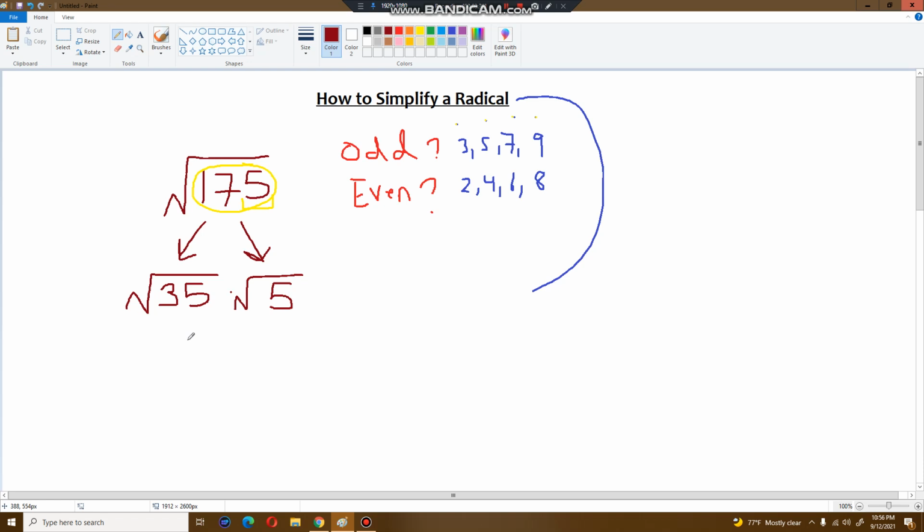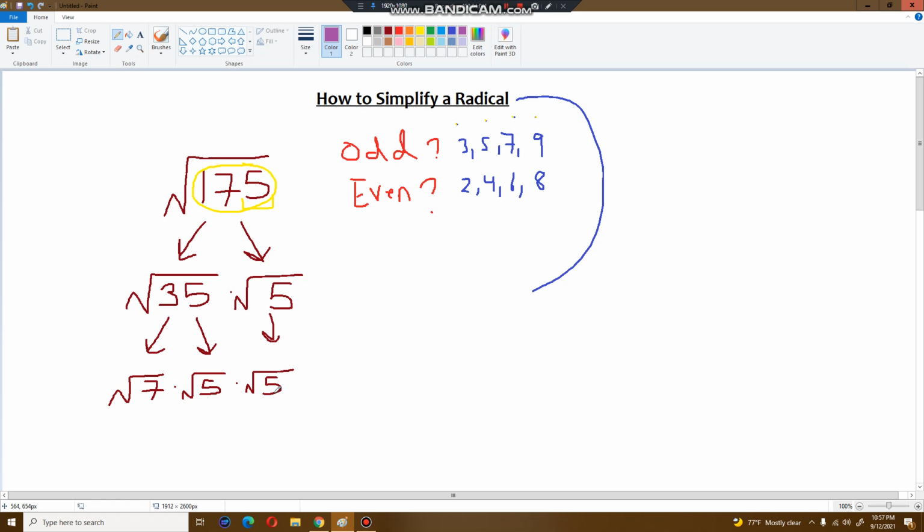Okay, good. How about square root of 35? Can I break this down? It's an odd number. Well, I guess I could. I mean, I know that 7 multiplied by 5 is equal to 35. And of course, don't forget to bring this guy down. Aha! Now I got these three factors, 3 parts over here.